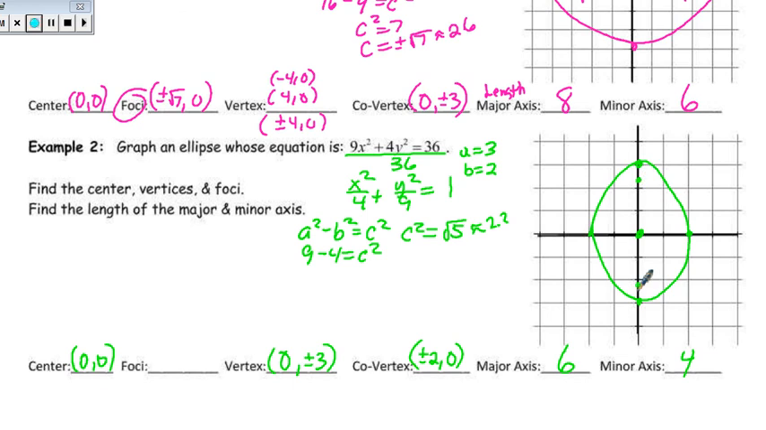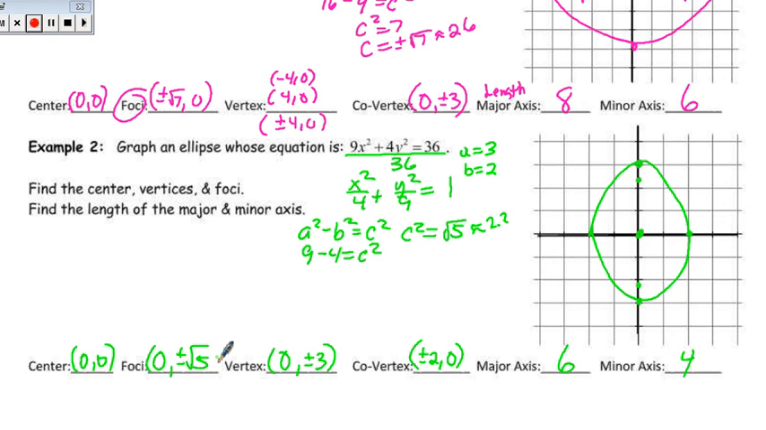But we're not going to write the decimal version. We want an exact value. Now, since the foci are going up and down, we're going to add that to the y-coordinate. And since the x is 0, it's going to look a little strange. It's going to be (0, plus or minus root 5).